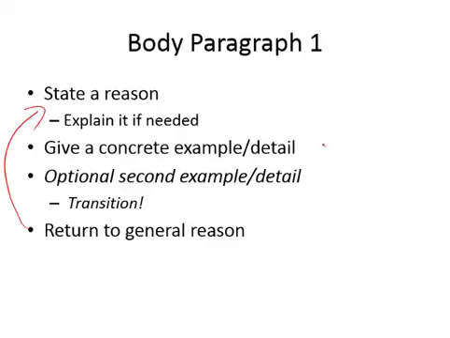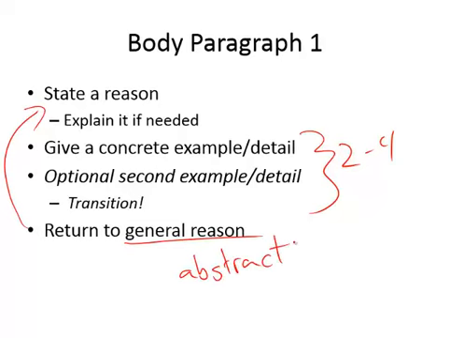You have just written, let's say, 2 to 4 sentences about your specific real-world details. After you do that, you want to come back to your general, abstract reason, because you're going to change topics in the next paragraph. And you want the reader to remember that you're talking about a reason for your opinion. Remember that your opinion was in the introduction.